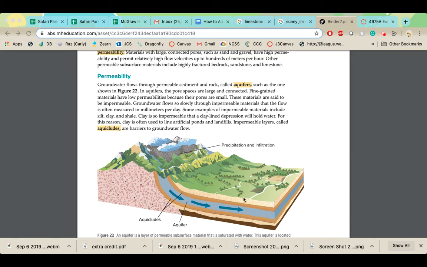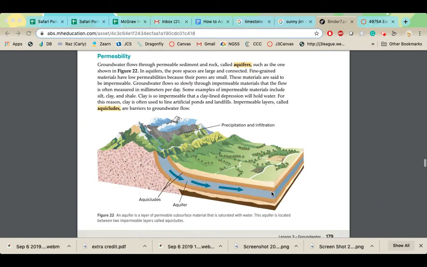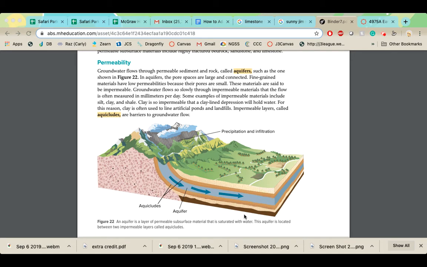Underground areas where water flows are called aquifers, and on both sides they're surrounded by an aquiclude, and that's usually clay so that nothing can get through. The speed at which the water moves depends on the slope. So if it's very steep, then it will move very quickly. If it's not, then it'll move a little bit slower.